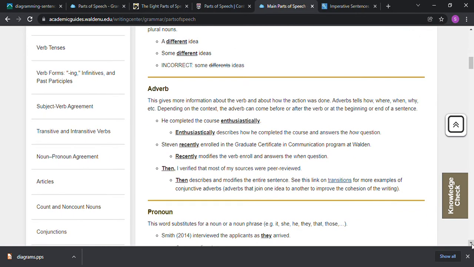This is the adverb, and it says the adverb tells how, where, when, why, etc. So I don't know why they put etc., but okay. So then it gives them examples, and it shows that it ends with an ly, recently, enthusiastically, and then there's some that don't. And it talks about how it describes and modifies the entire sentence. And then it says, see this link on transitions for more examples of conjunctive adverbs, adverbs that join one idea to another to improve. And so it improves the sentence, it improves the writing.